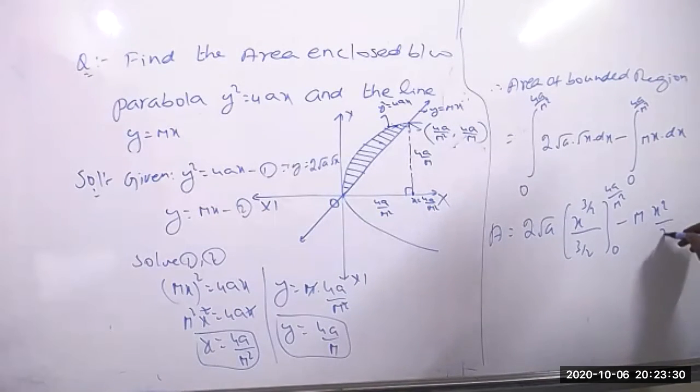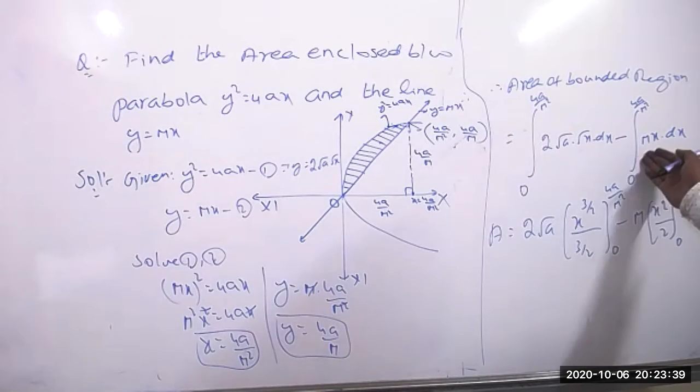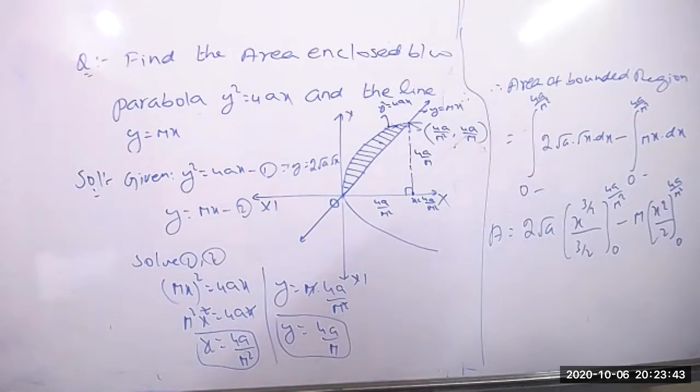So this is x square by 2, from 0 to 4a by m square. Or else you can do one more thing also. Directly this integral you can take out, common you can take, because both the said integrals will have it common.